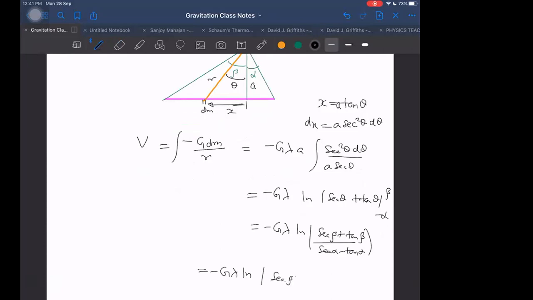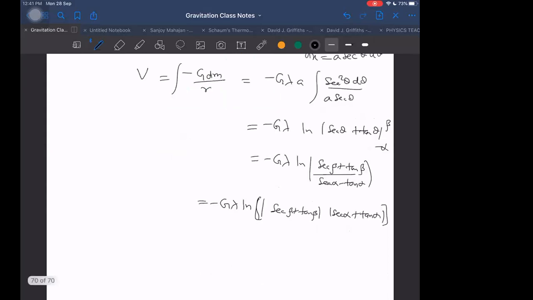Secant beta plus tan beta into secant alpha plus tan alpha. It will appear symmetric in terms of both angles. Now it is symmetric in terms of both angles. Or if you want, log AB is equal to log A plus log B, so there are several ways to write the same thing. Minus g lambda, log of secant beta plus tan beta, plus log of secant alpha plus tan alpha. These are all the same things, only written in different ways.